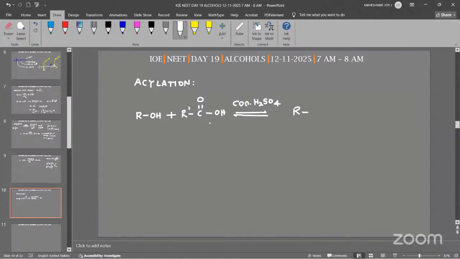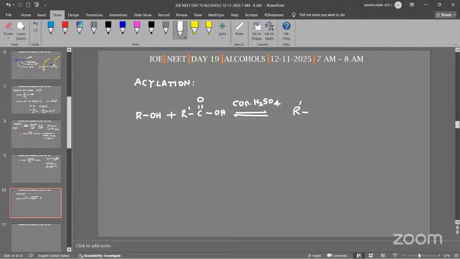See here, carboxylic acid and alcohol both are acidic in nature, but carboxylic acids are more acidic, alcohols are less acidic. So one acts as acid, another one acts as base. So when the acid-base reaction takes place, H2O comes out. Dehydration takes place. Right? If we remove the water, OH and H, then what will we get?